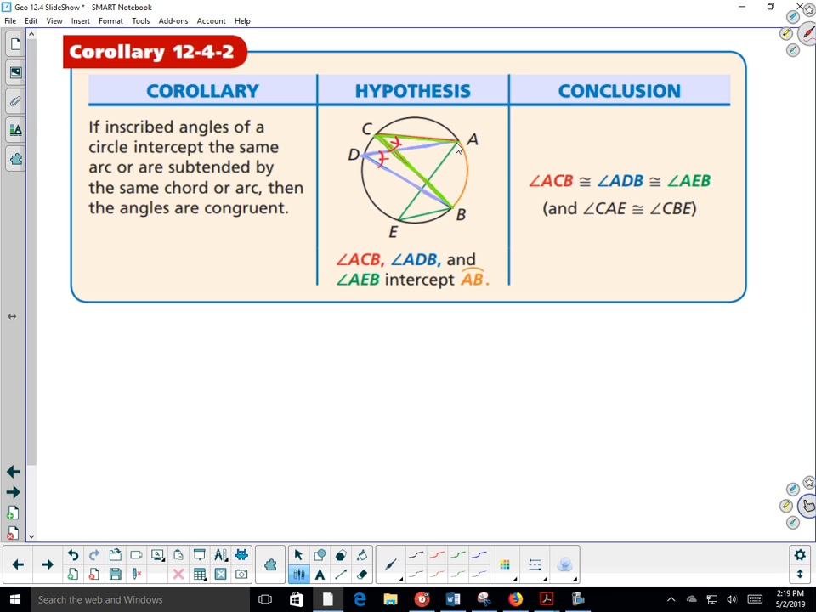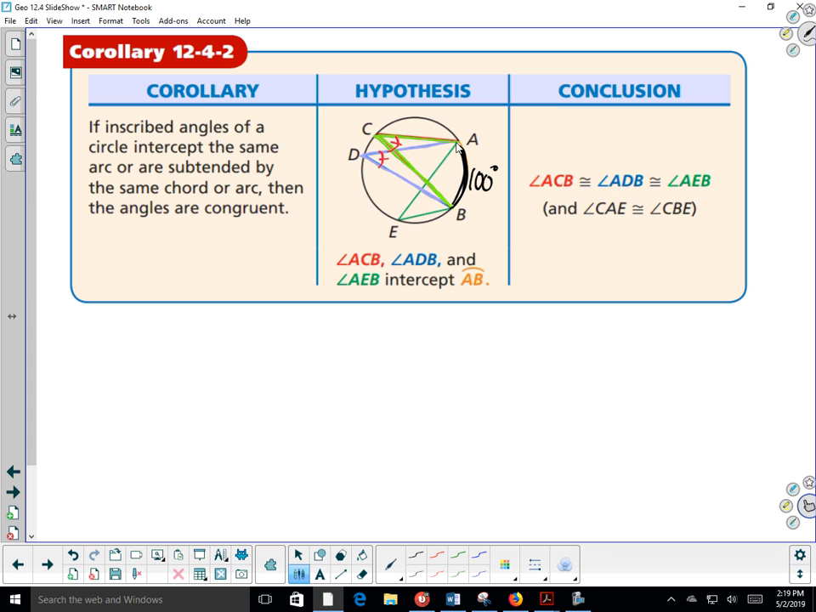Why are they congruent? How do we know they're going to be congruent? Because they intercept arc AB. They're hitting the same arc AB. So if the measure of arc AB was 100 degrees, what would be the measure of both of these angles?